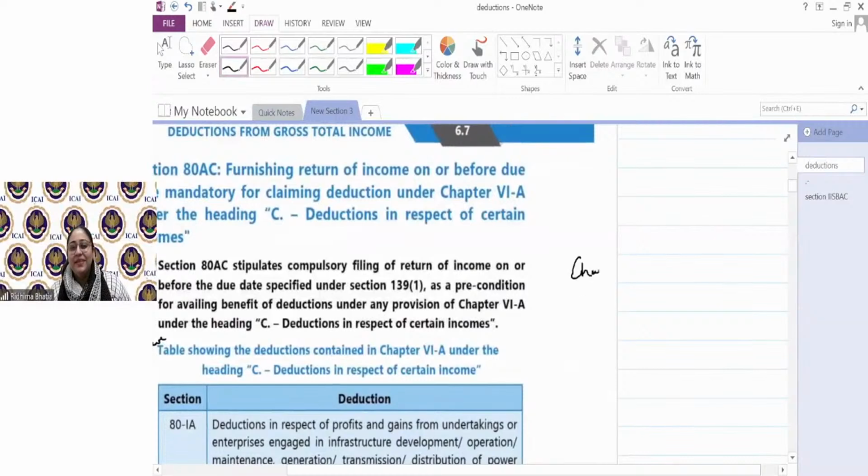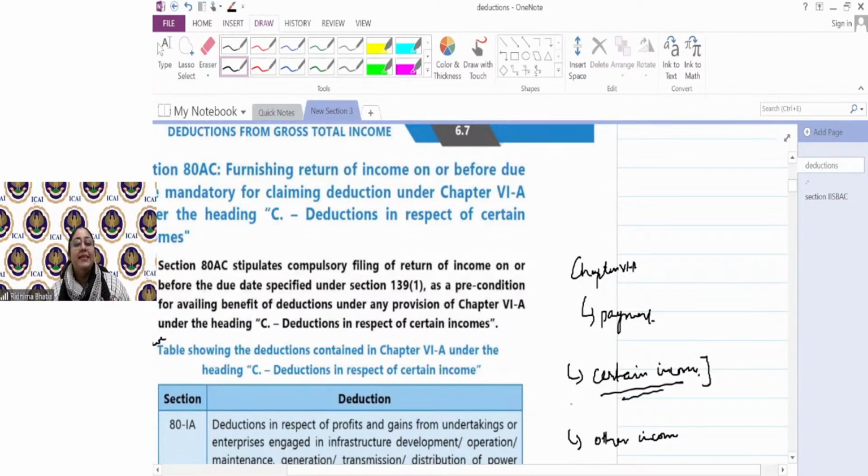Payment based, certain income based, and other income based. And there is one more, other deductions. The one which is based on certain income comes under heading C of chapter 6A. This is not ABC; A is general provisions, B is about deductions on payment, C is about certain income.